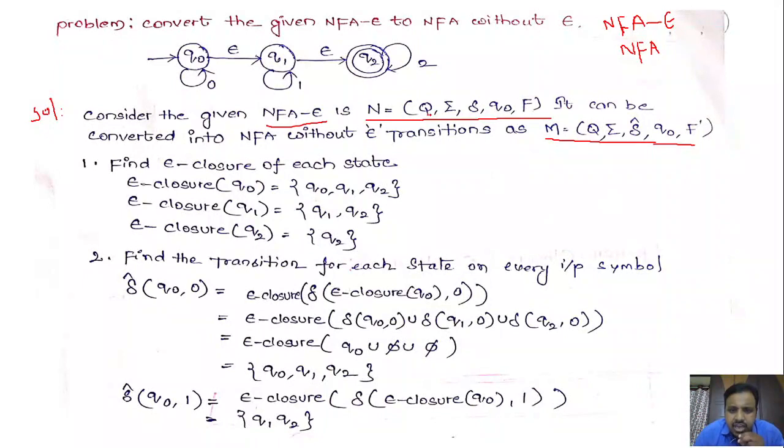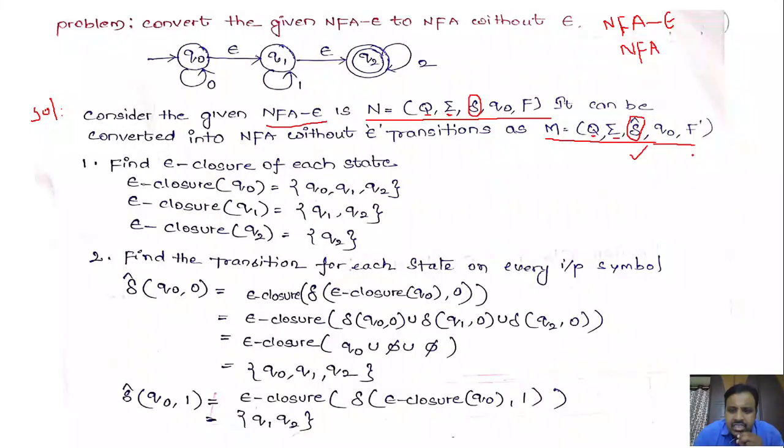Q in N and Q in M is the same. Sigma in N and sigma in M is the same, but in N the transition function is denoted with delta, and in M we denote the transition function with delta cap. Why? Because there would be a change in the transition function. In NFA with epsilon, it maps current state and current input along with epsilon to produce the next state, whereas in NFA without epsilon, we don't have the epsilon transition. To represent that difference, we use the delta cap in the resultant NFA.